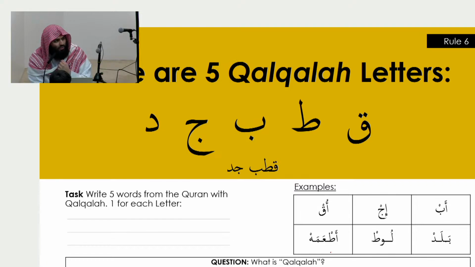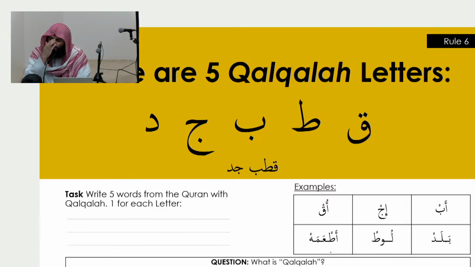Another way to maybe understand it is that if you get a tennis ball, if you throw it against the wall, does it stick to the wall? No, it doesn't. What happens? It bounces straight back. So this is what we're going to do on these 5 letters. These 5 letters are known as the 5 letters of qalqala. In other words, for the 5 letters that you have, if they have a sukoon on them, or a jazm, if you're not used to that yet, sukoon, then you make a echo sound or a bouncing sound.